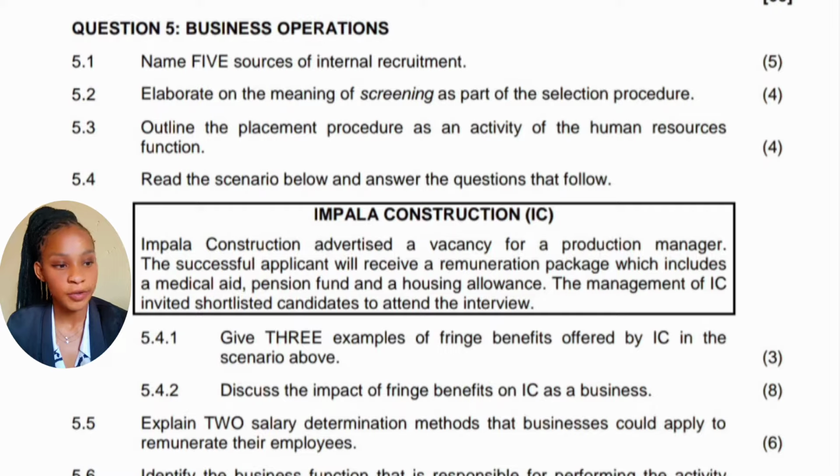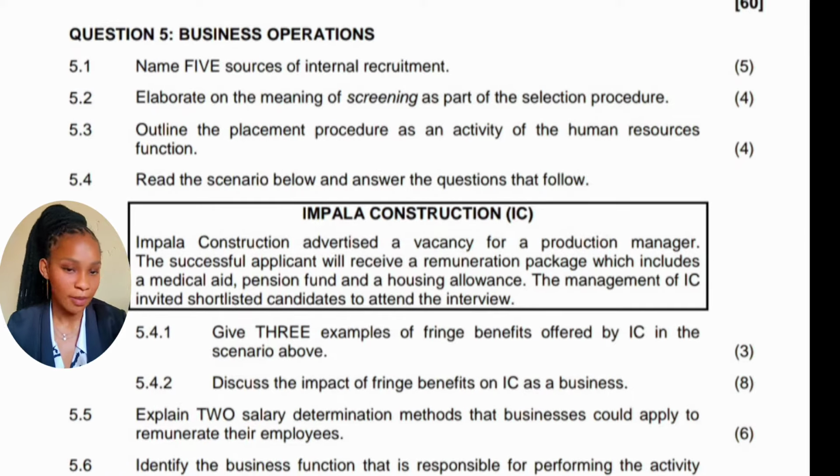Elaborate on the meaning of screening as part of the selection procedure. Under screening applicants, for example, after the closing date, a list of applicants is drawn up. All the necessary documentation received from applicants should be checked against the requirements of the job. This is also called initial screening, whereby the candidates who meet the minimum requirements are separated from the candidates who don't meet the minimum requirements.